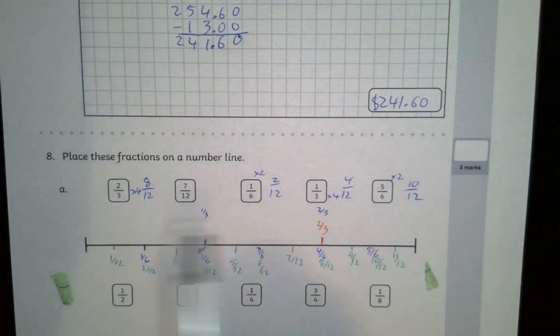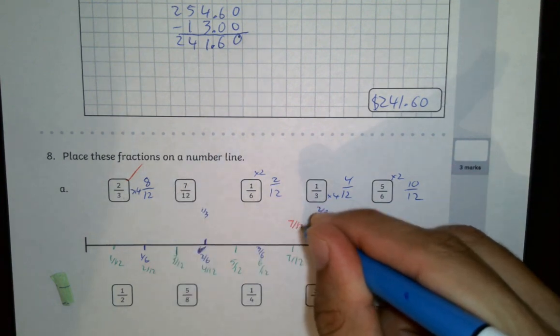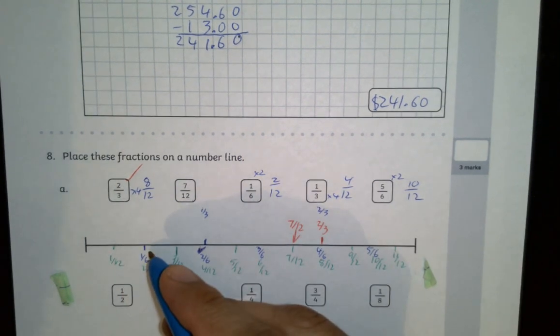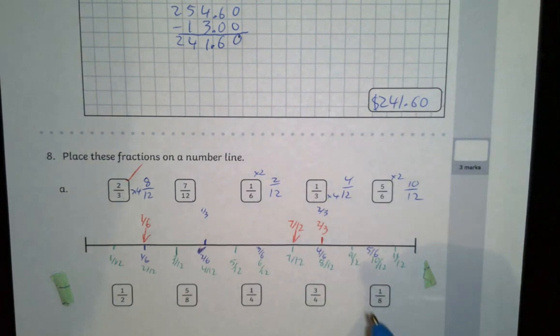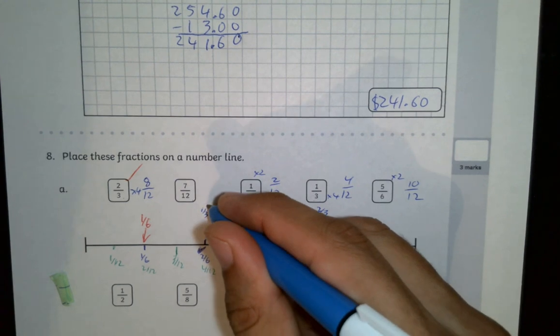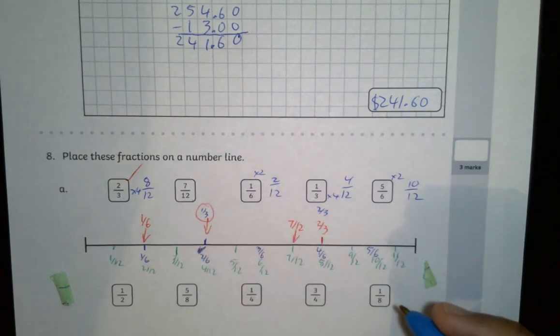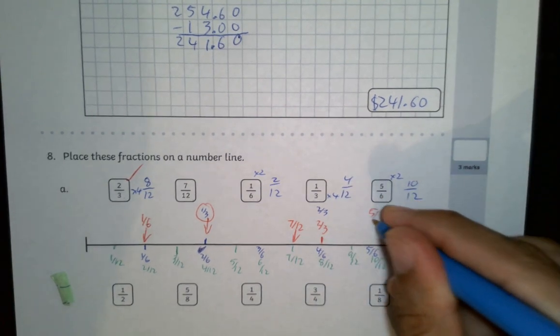Now that I've got all the values of all of these, it'll be very easy for me to chuck the numbers straight in there. So I've already done 2/3. 7/12 will be this one over here. 1/6 will be over here, 2/12. 1/3 will be this one over here. I'll just circle that one. And the last one, 5/6, here.